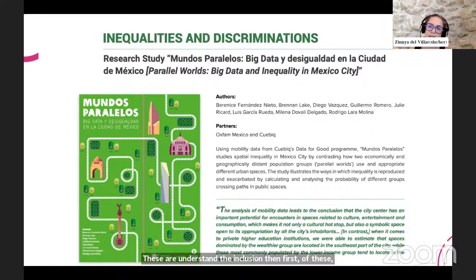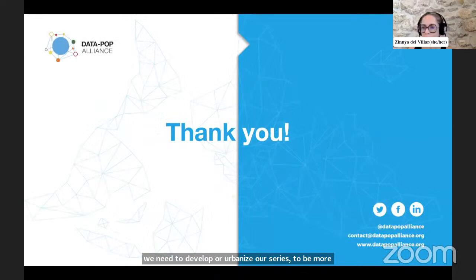For example, if they take a private car or if they move with the transport, and how they interact together inside the city, and how the city is constructed for these 2 outliers of the population. This to have an idea of how we need to develop or urbanize our cities to be more inclusive and more democratic in a democratic way. So that's the work that we are doing inside DPA about SDG 11. Thank you.